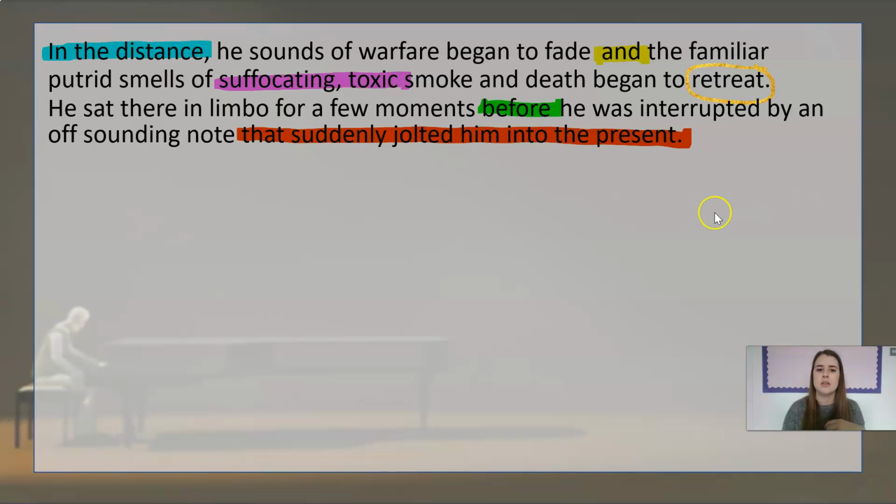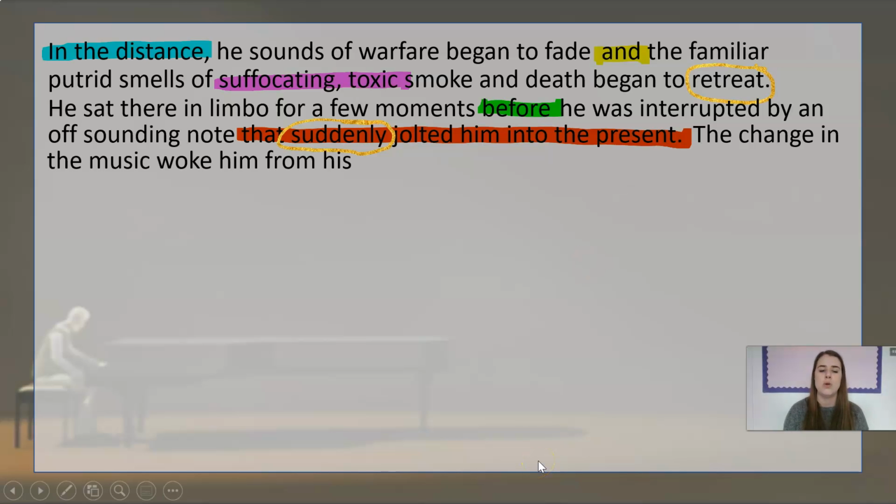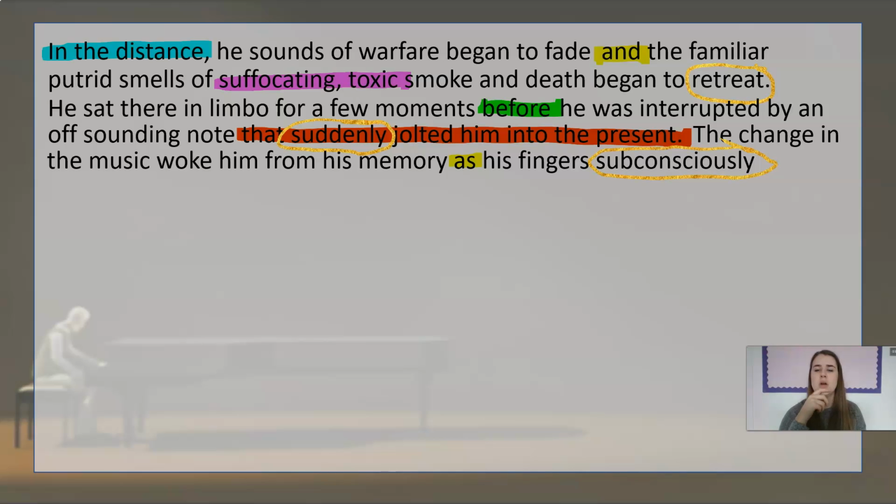Okay. So my next sentence I'm going to add on here is the final bit. So I've got my adverb. Okay. So the change in the music woke him from his memory as his fingers subconsciously, when you do something subconsciously, so I've got my as there, when you do something subconsciously, you do it without thinking, okay?